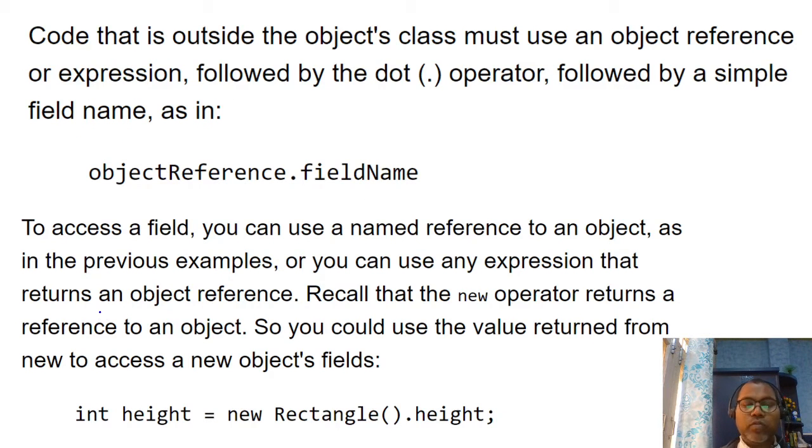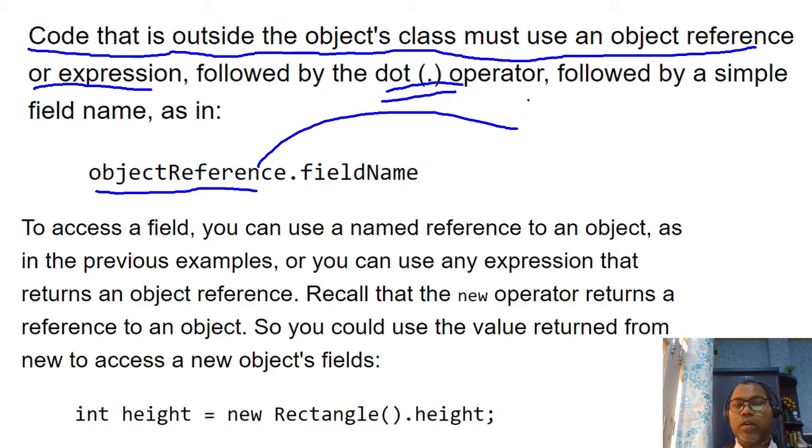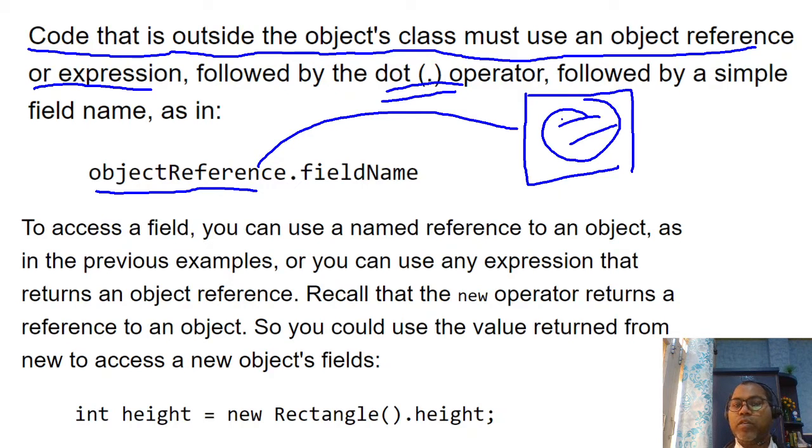If you want to access the field from outside of this object's class, you must use the object reference or expression followed by dot. The dot operator is used to retrieve your field or invoke your method. This is your object reference that refers to the particular object created in heap memory, and it has its fields. You specify dot and the field name you want to access. So dot operators are used to access your fields.